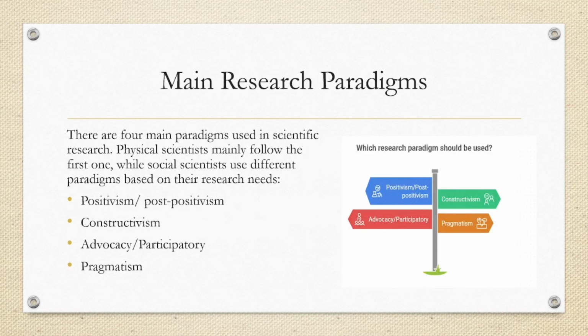Main research paradigms. In scientific research, there are four main paradigms. Physical scientists mainly follow the first one, while social scientists may choose different paradigms depending on their research ideas and needs. These four paradigms are positivism and post-positivism, constructivism, and advocacy or participatory paradigm. And the last one is pragmatism.